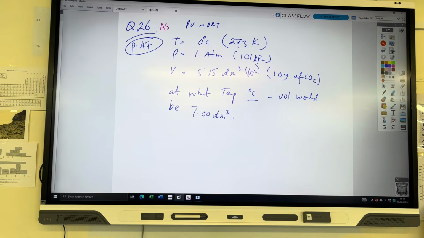So, question 26, reminding you PV equals nRT. If the temperature is 0 degrees C, pressure is 1 atmosphere, and volume is 5.15 decimeter cube, at what temperature in degrees Celsius would the volume be 7 decimeter cube? So, 3 to 4 minutes for this.